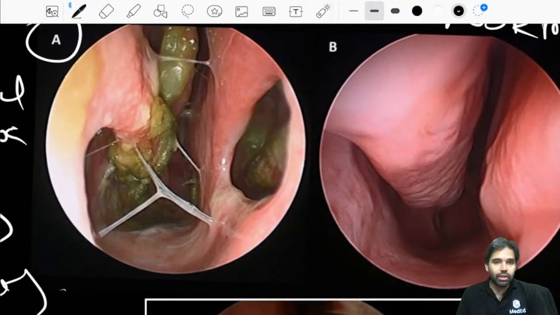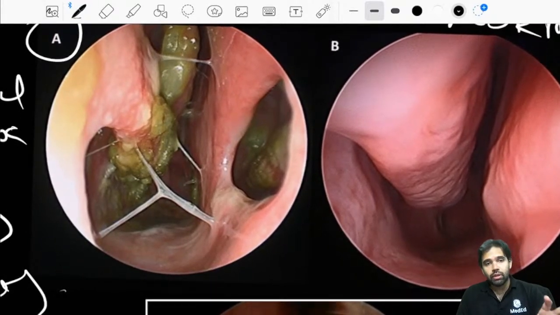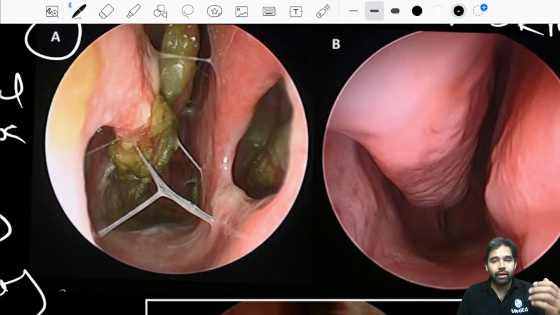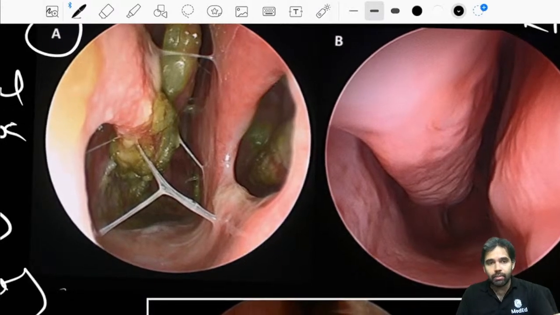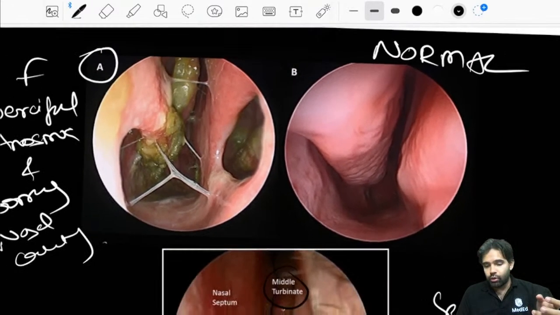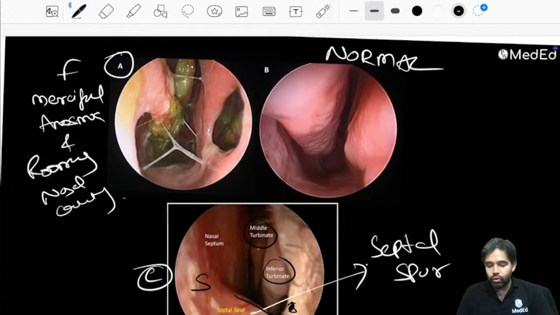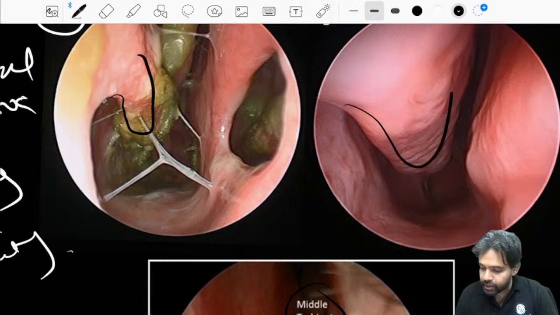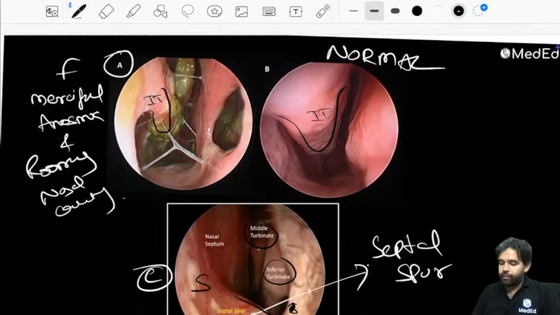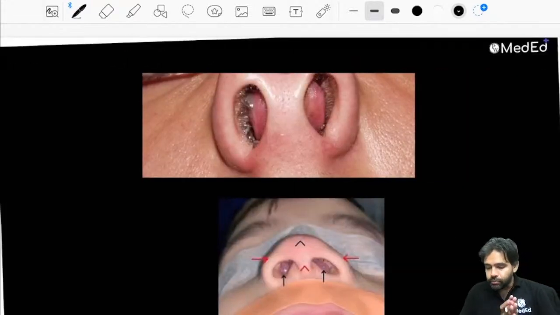You may get confused with this as mucormycosis. Mucormycosis will be blackish crusting. They will give a history of diabetes, elderly age, a COVID history, maybe all of that. But if they use words like merciful anosmia, roomy nasal cavity, and you can see there is so much space over here. This is thinned down so much. Look at the normal inferior turbinate, much larger, but see this inferior turbinate is thin. There is also septal perforation, right?